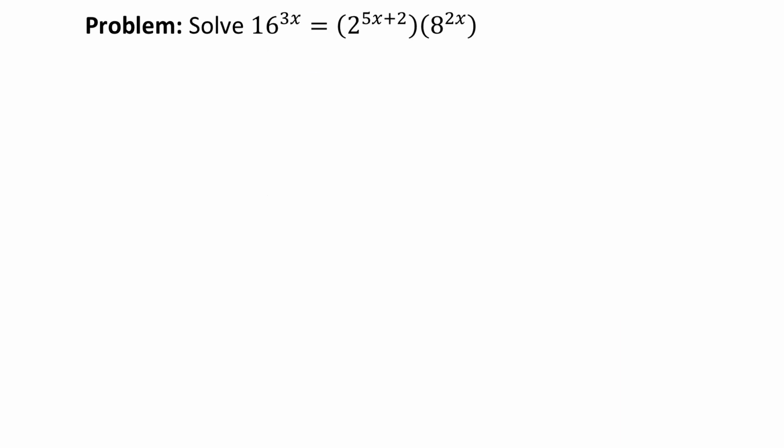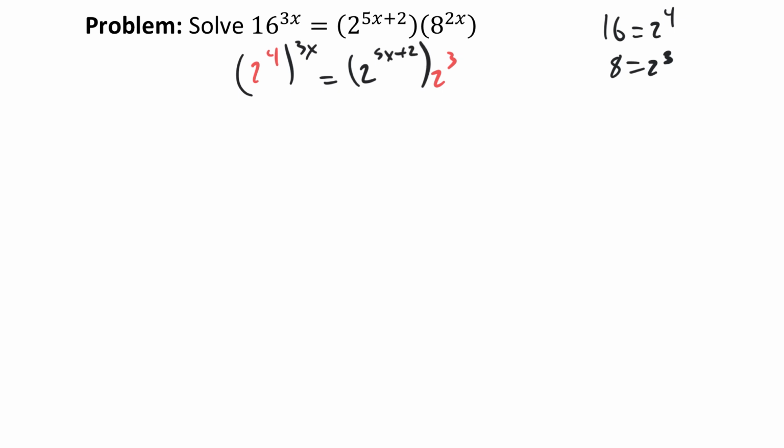But what if we had something like this? 16 to the 3x equals 2 to the 5x plus 2, times 8 to the 2x. Notice that we have a 16, we have a 2, we have an 8. None of these are the same base. We have to somehow get them to all be the same base. So here, I think we could write 16 as 2 to the 4. Yeah, that sounds right. Maybe 2 then is going to be our go-to base. So 2 is already good, but the 8 we'll write as 2 cubed. Okay, so 2 to the 4, 2 cubed, and then we have to leave this 2 alone.